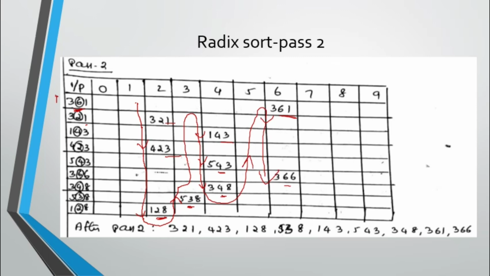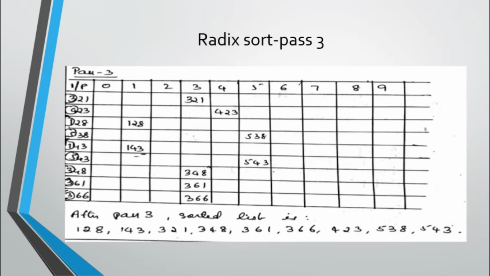Now in the same way, you have tried once again, whichever way I have told you. So write the number. This is your output of pass 2: 321, 423, 128, 538, 143, 543, 348, 361 and 366. Now this is your input for the last pass, pass 3.